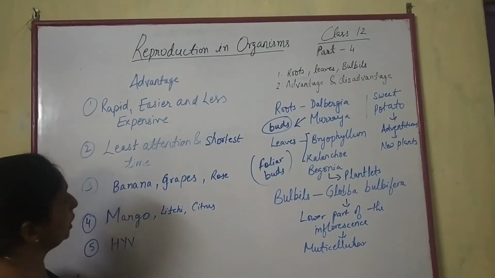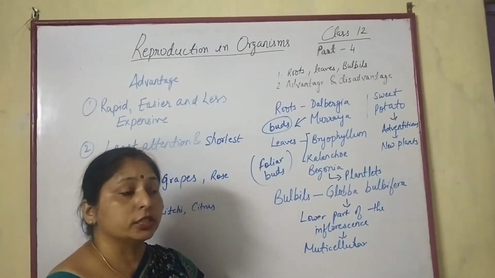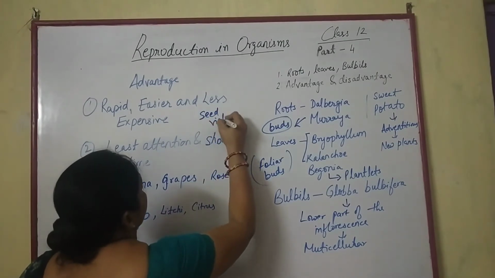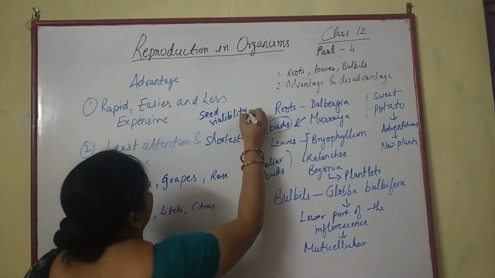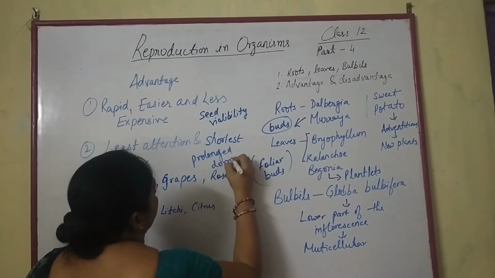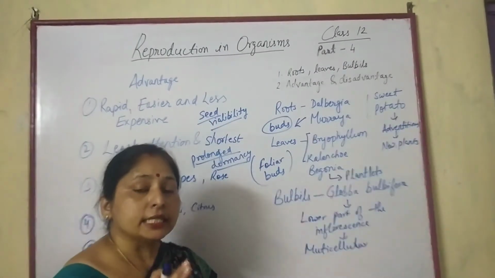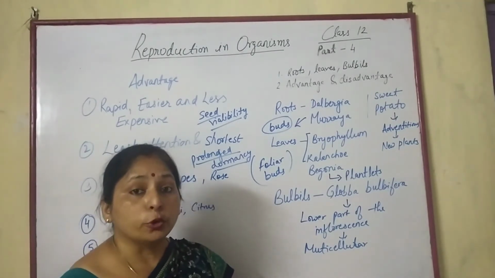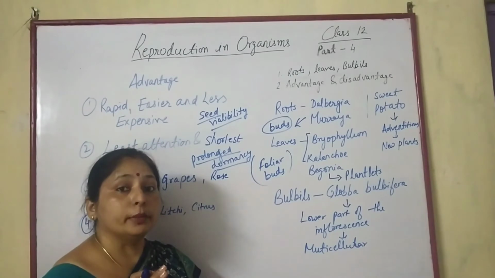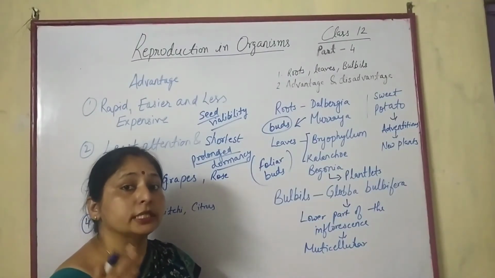Next, this method is useful especially for plants with poor seed viability and prolonged dormancy. These methods are suitable for plants in which seed viability is low, where the seed cannot be stored for a longer period. The second thing is where the dormancy period is long, where the seeds remain dormant for a longer period. If these two conditions are there in any plant, then the vegetative mode of propagation is best for these plants.